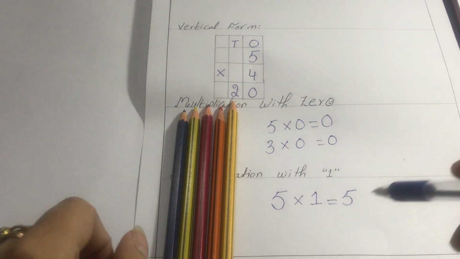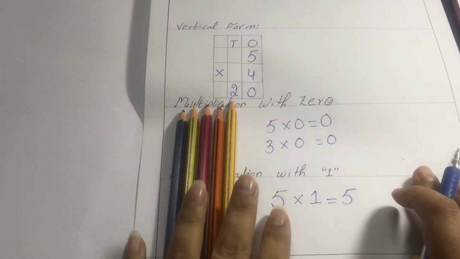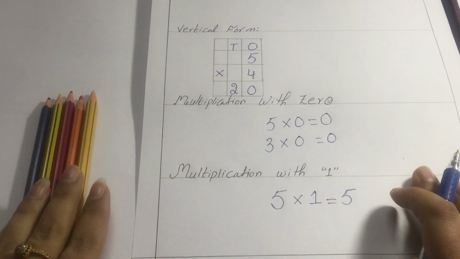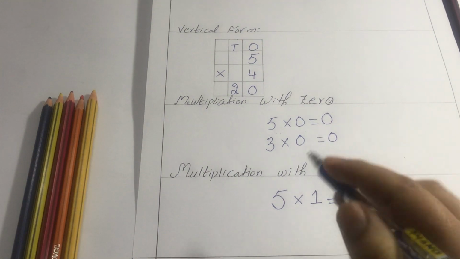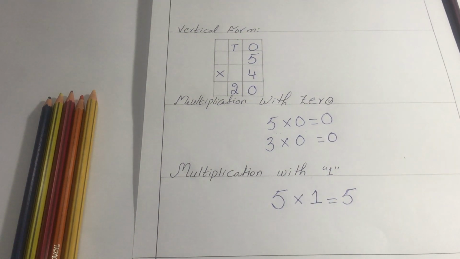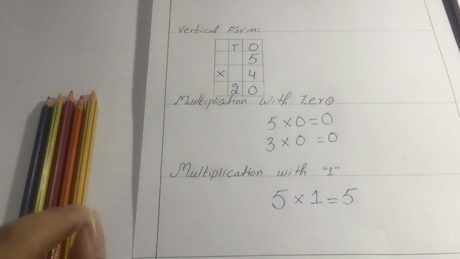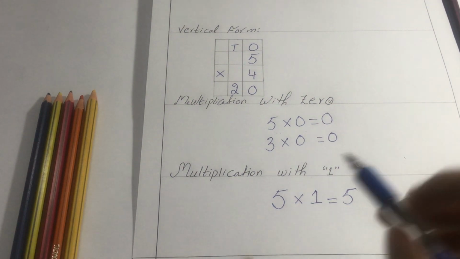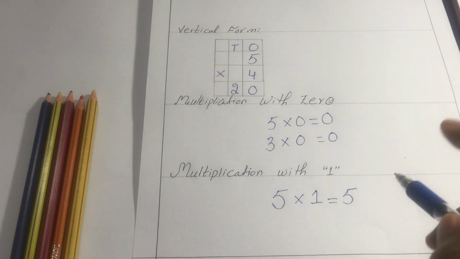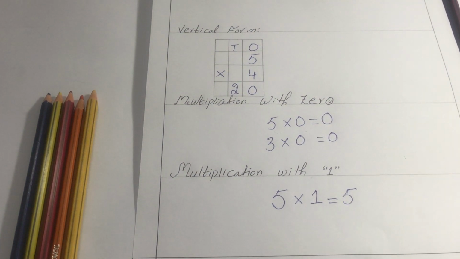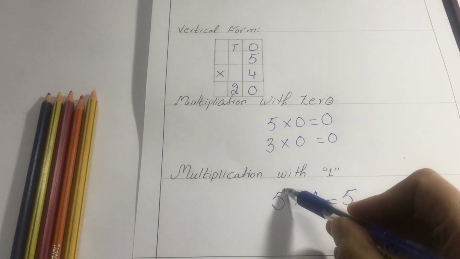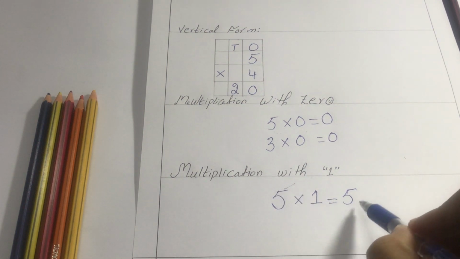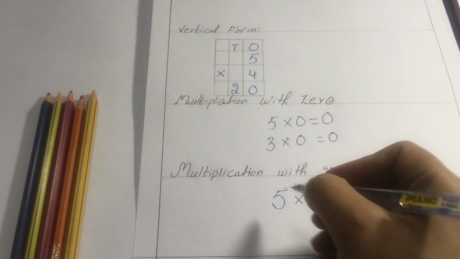right? So any number multiplied with 1 will give you the same result, right? 5 times 1 is equal to 5 because I have only one group of 5 pencils. So I have only 5 pencils, right? So any number multiplied with 1 will give you the same number, right? 5 times 1 is equal to 5.